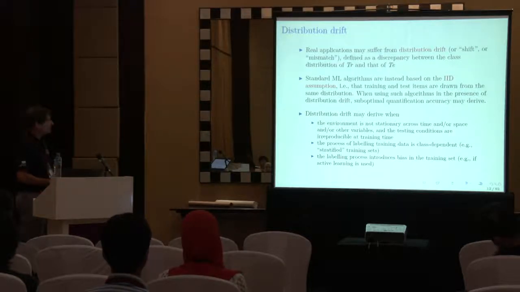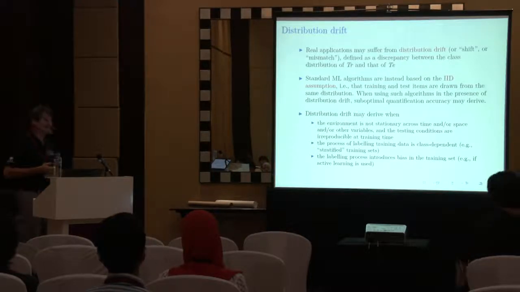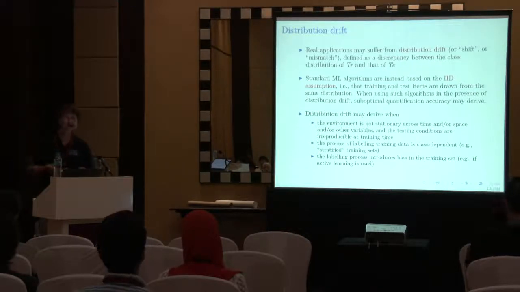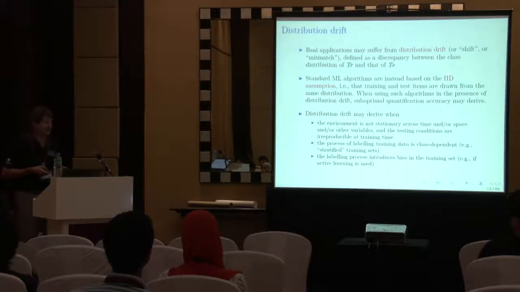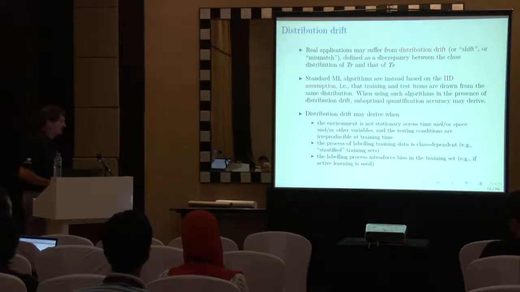So one problem is that the environment is not stationary across time, across space, and across other variables. Essentially, the testing conditions are not reproducible at training time. This is the terrorism example. Another problem is that the process of labeling training data is sometimes class dependent.